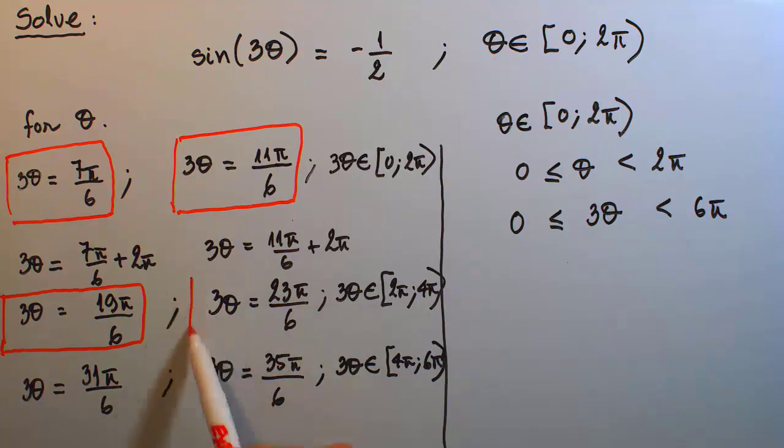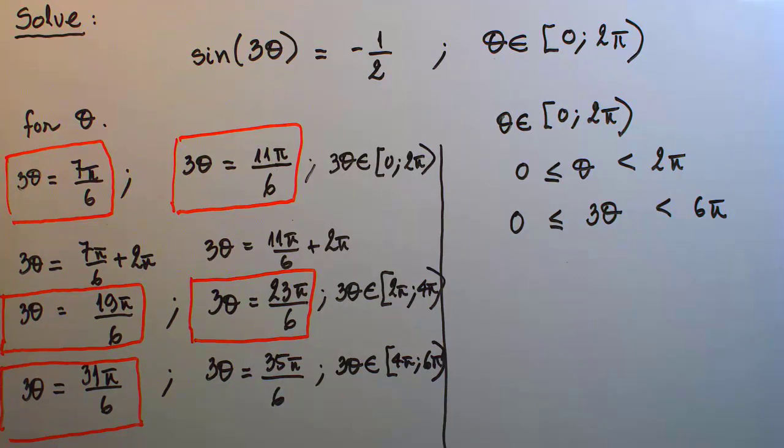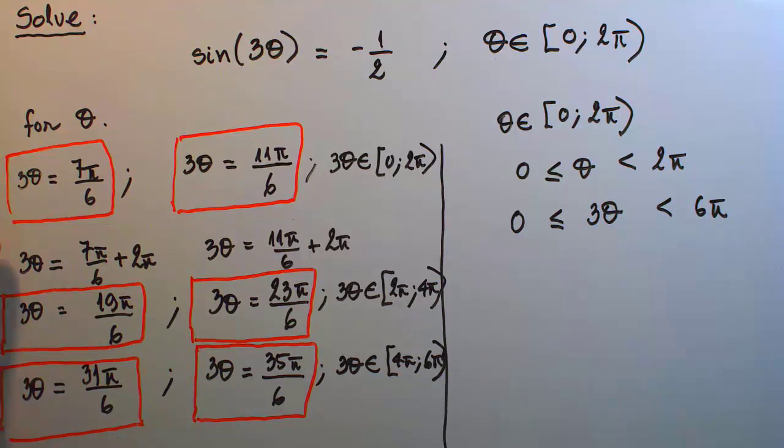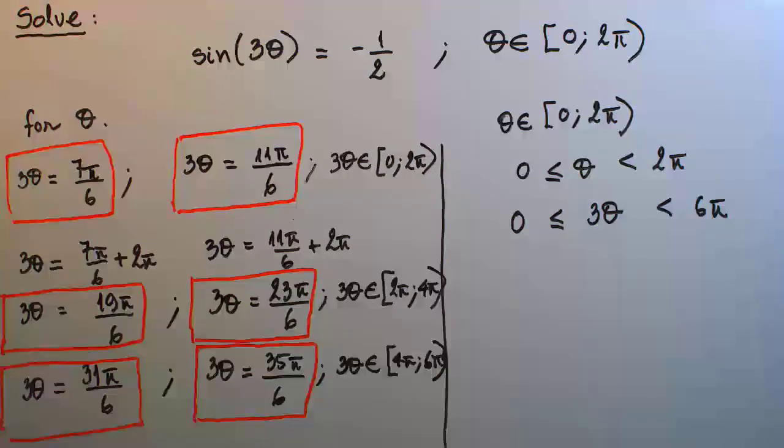And we can find 3 theta can equal 23 pi over 6. And we also found 3 theta can equal 31 pi over 6, and we also found out that 3 theta can also equal 35 pi over 6. So we ended up with 6 different values for 3 theta, because these are all the values that we can find for where 3 theta is inside of that interval from 0 to 6 pi.